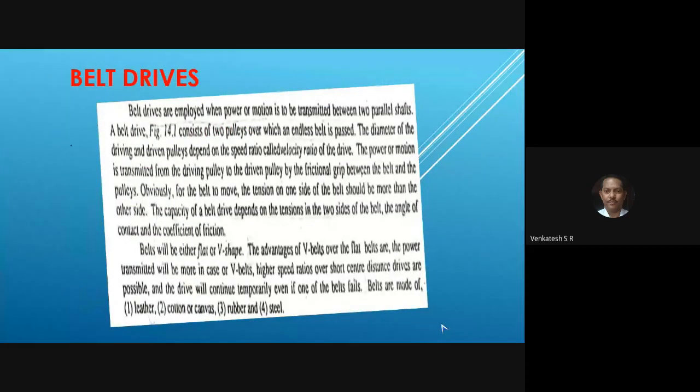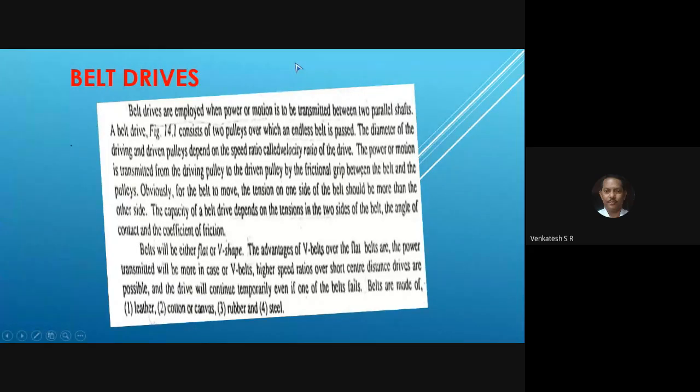Good afternoon, everybody. The new topic, belt drives and gear drives. First point, where do you use the belt drives and gear drives?